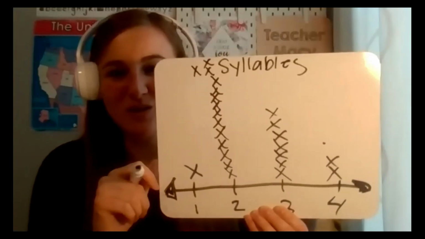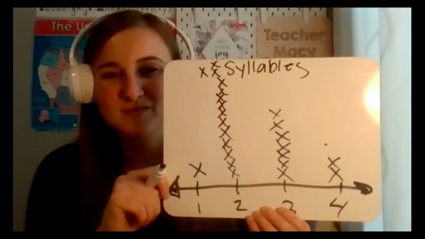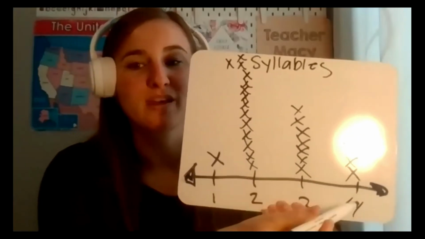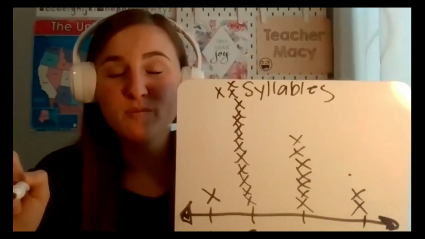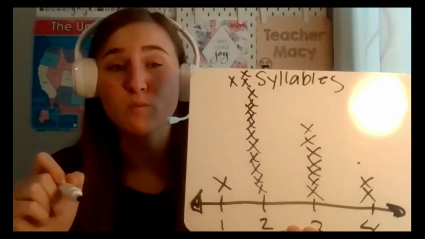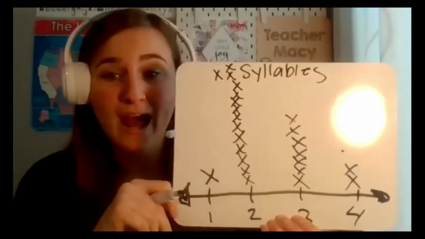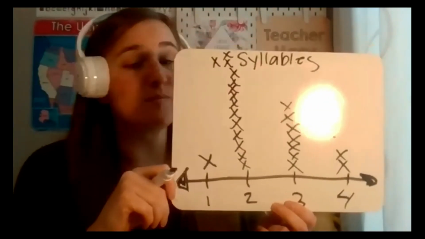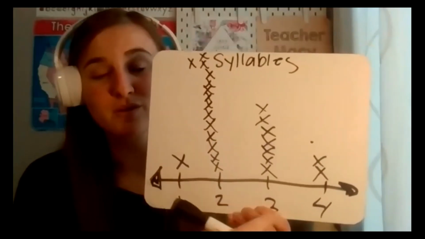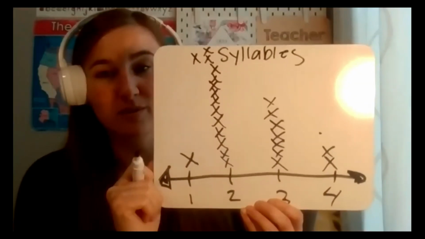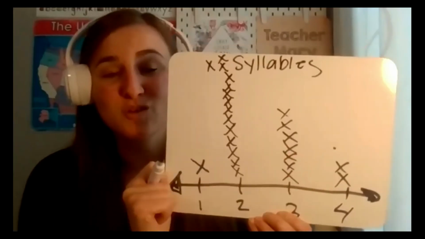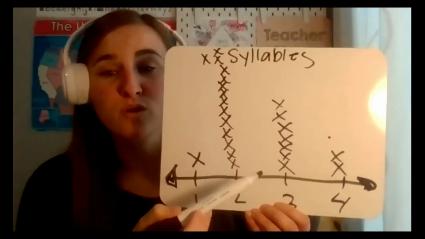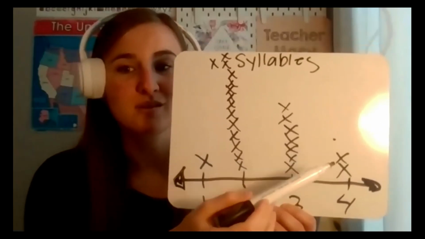If you said 2, your answer is correct. How many more people have 3 syllables than 4? Second grade, I want you to remember when we say how many more, that means you're going to subtract. So we have 7 people with 3 syllables and 2 people with 4 syllables. 7 minus 2 is, yes, 5. So 5 more people have 3 syllables than 4.